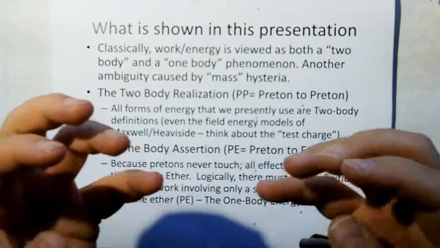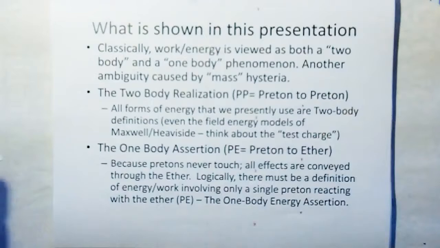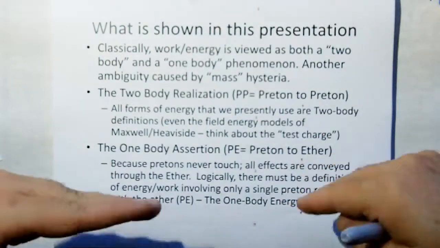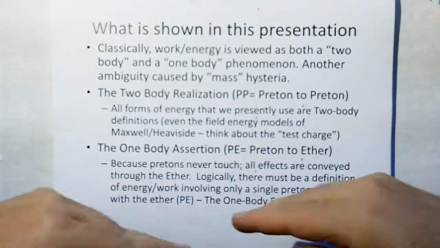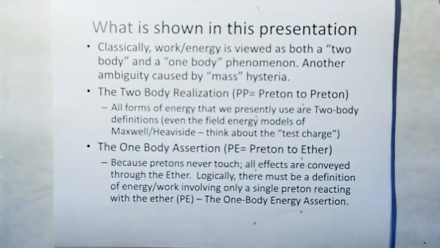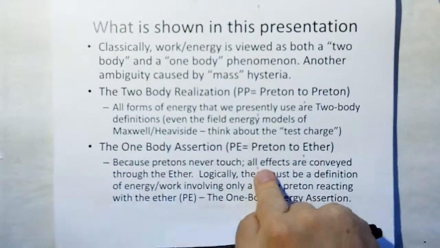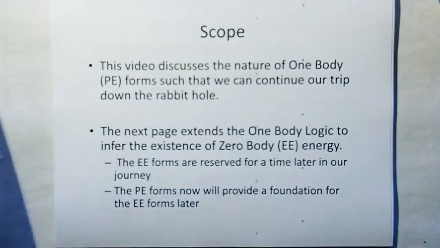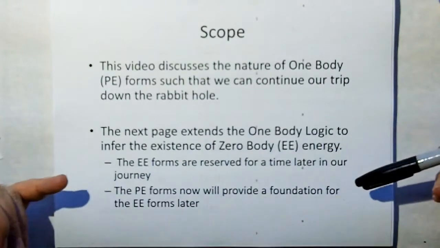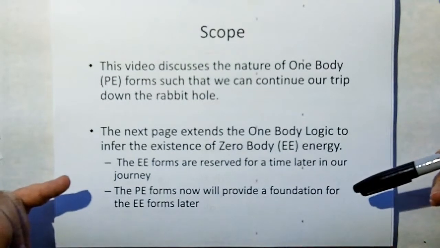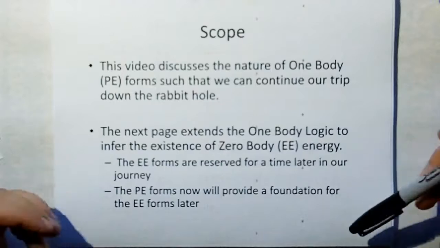Then I'm going to show, based on that two-body energy, that there's such a thing as a one-body energy. We're going to get into all the discussion. You can read this here, but I'm going to talk about this all over again. So this is just a quick paragraph. And the one-body assertion leads to a zero-body assertion, but that's going to be more for follow-on videos.